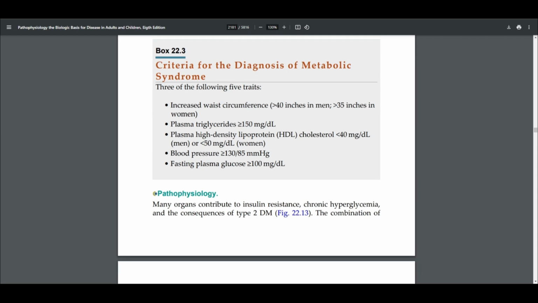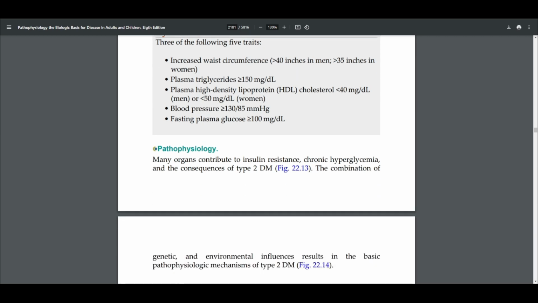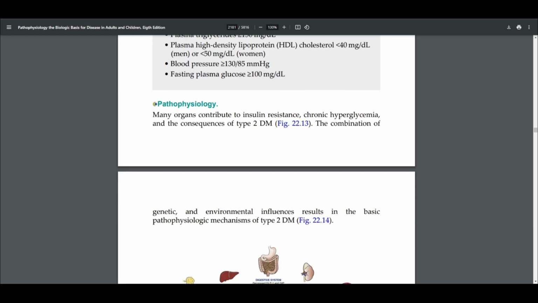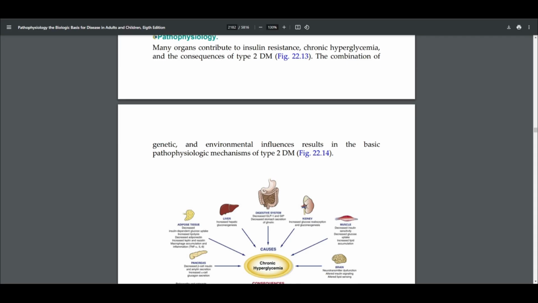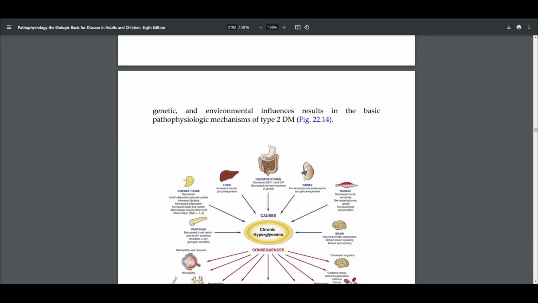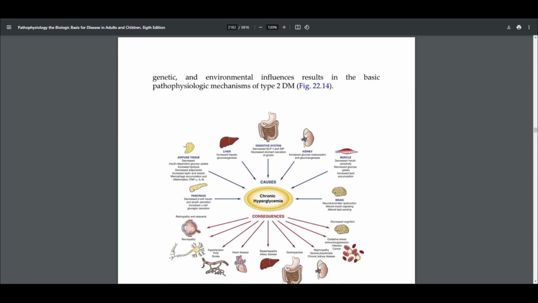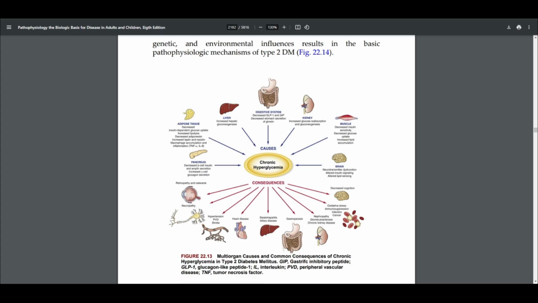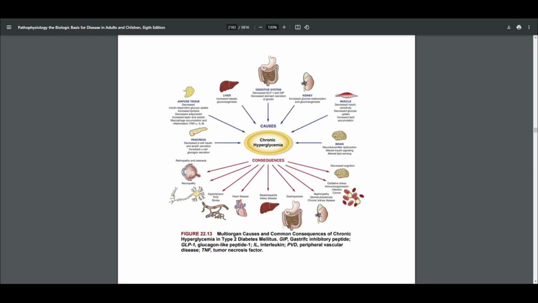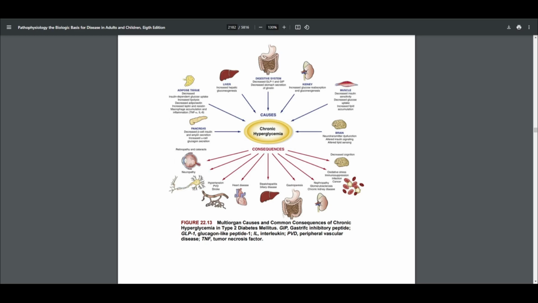So, the pathophysiology. Many organs contribute to insulin resistance, chronic hyperglycemia, and consequences of type 2 diabetes. The combination of genetic and environmental influences results in the basic pathophysiologic mechanism of type 2 diabetes. So I'll leave this picture up for just a moment and we'll keep on keeping on.